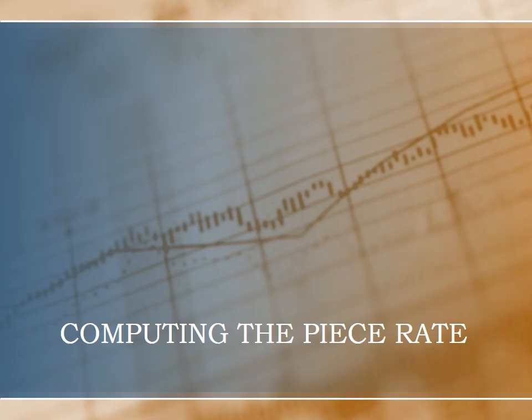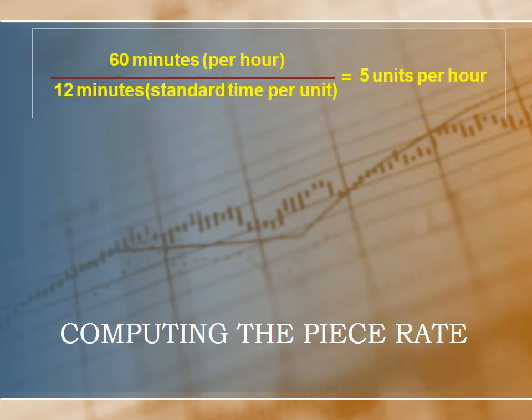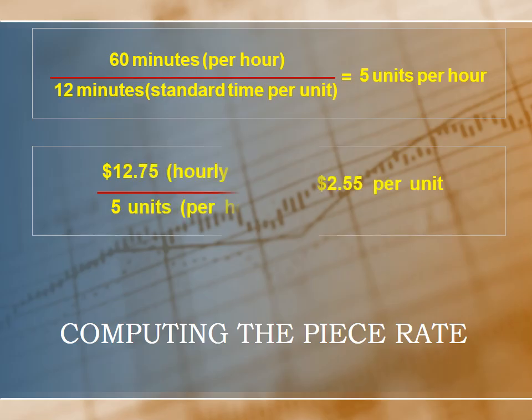So, in computing the piece rate, you take 60 minutes an hour, and let's say it takes 12 minutes to make one individual part. So that means the employee can produce 5 units per hour. So let's say their hourly rate is $12.75 divided by the 5 units they have to produce an hour. It means that it costs $2.55 in the employee's hourly rate towards the production of that product. So $2.55 of the cost would go directly to labor.